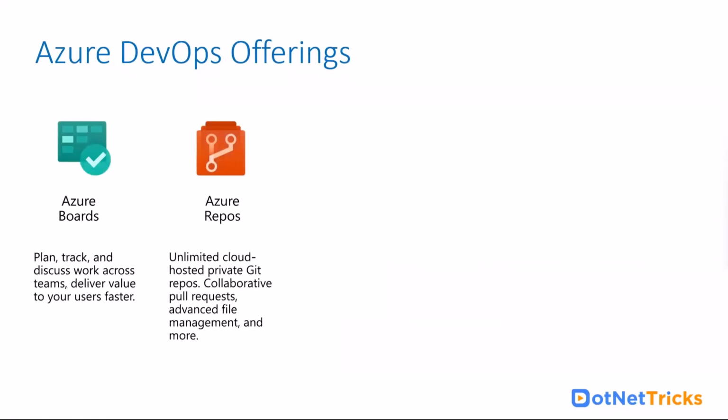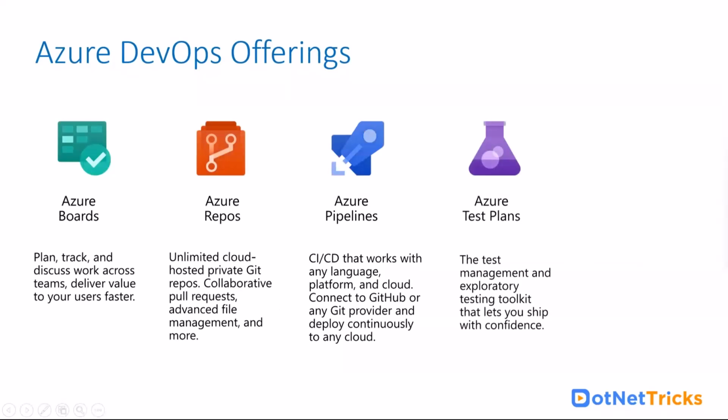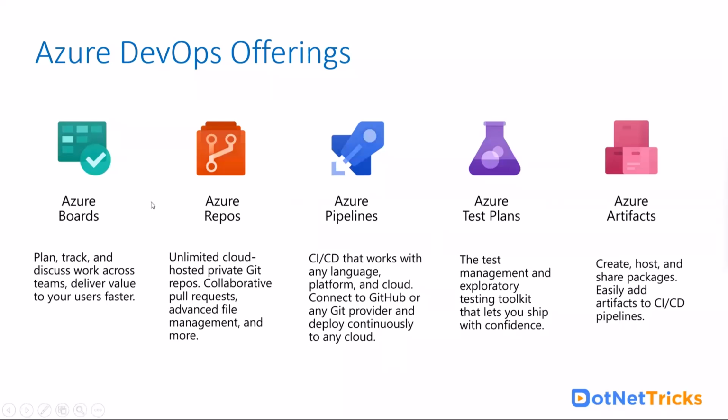When it comes to Azure DevOps, these are the services it offers for doing all these things. We have Azure Boards, for project planning. We have Azure Repos, for code management. We have Azure Pipelines, for CI/CD pipelines. We have Azure Test Plans, for figuring out your unit test cases and sharing a detailed report about them. Then we have Azure Artifacts, where we can create, host, and share packages. These are the various services Azure DevOps offers us for managing things.